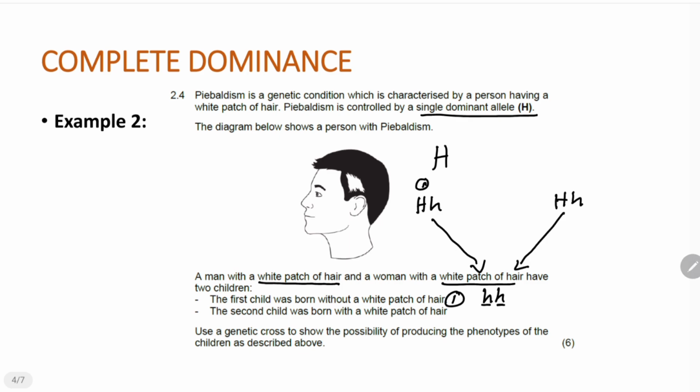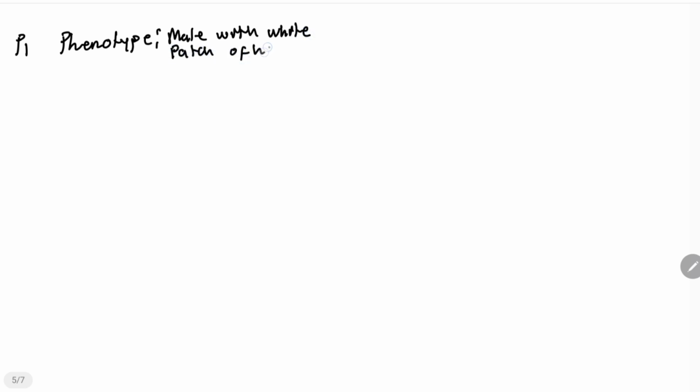So the second point says that the second child was born with a white patch of hair. Use a genetic cross to show the possibility of producing the phenotypes of the children as described above. So let's do a genetic cross to represent this information. Again, my structure starts with P1. In front of P1, I simply have to write phenotype, and I know that the first one was a male with a white patch of hair, otherwise called piebaldism.